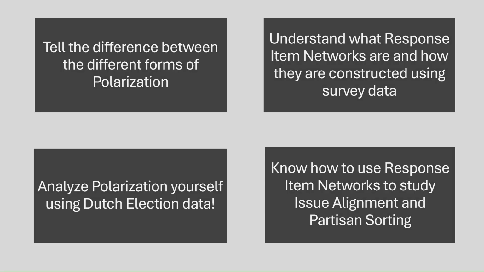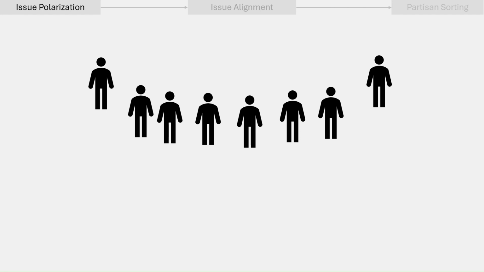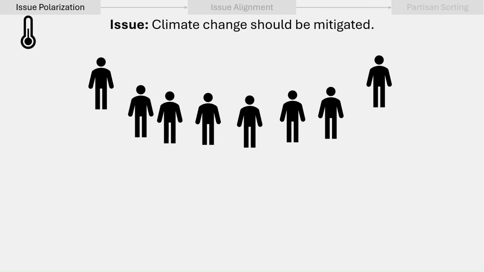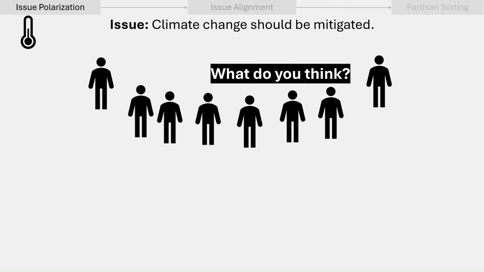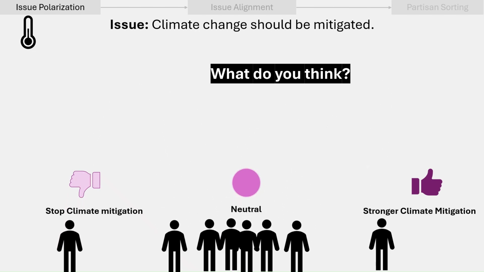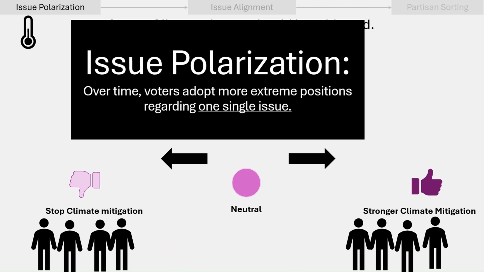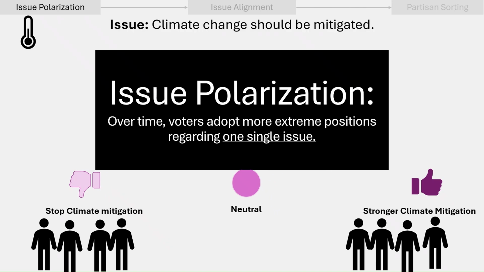Let's begin. The first form of polarization we discuss is issue polarization, which is defined as a process in which, over time, voters adopt more extreme positions regarding one single issue. To give an example, we consider a population that we ask their opinion regarding climate mitigation. People can pick between stop mitigation, neutral, and stronger mitigation. Initially, people mostly pick the neutral position. Over time, however, people pick the extreme positions. This process is what we call issue polarization.